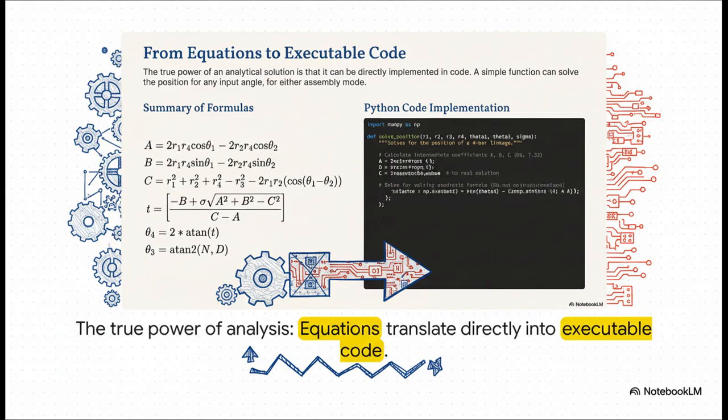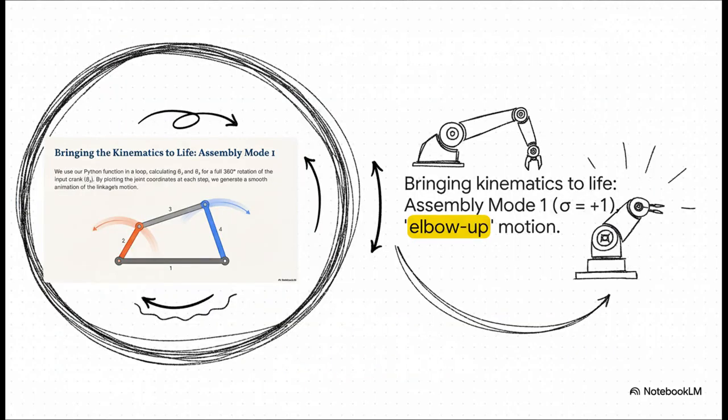You can see it. It calculates a, b, and c, it solves the quadratic for t, and it uses that ATAN2 function to get the final angles. Think about that. This little function can now solve the linkage's position for any angle you throw at it, instantly. So what happens when we tell our code to calculate the position not just once, but for every single degree in a full 360-degree rotation? Well, you get this. We bring the kinematics to life.